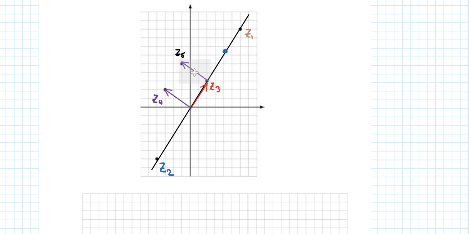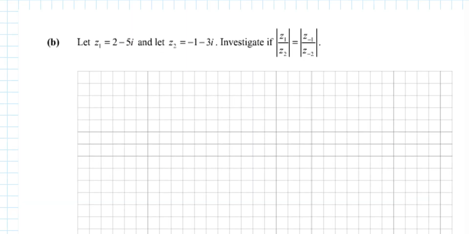This is how I add vectors together. It's called tip to tail. The tip of the red arrow must go to the tail of the purple arrow. And look, it gets to Z5 up there. So that's how I know Z3 plus Z4 is equal to Z5. Okay.